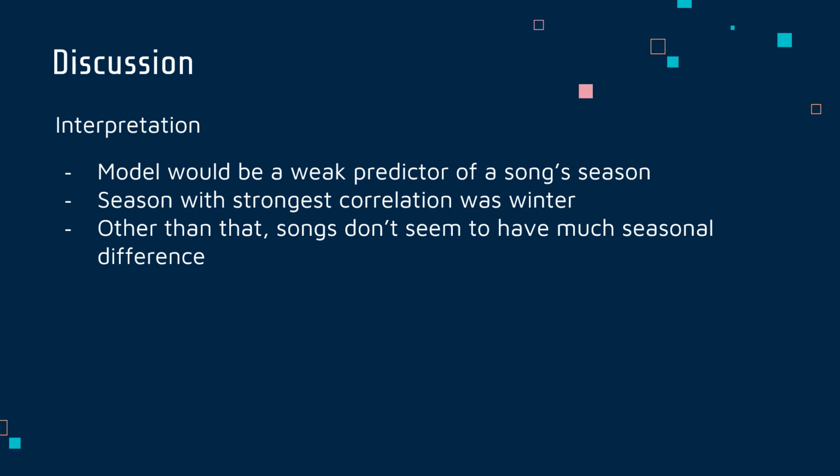As for the interpretation, we decided our model would be a fairly weak predictor of a song's season based on its accuracy in the previous results screen. We did notice that the season with the strongest correlation was winter. We believe this could be due to factors such as holidays like Christmas, which have a large musical element tied to them and occur in the winter. But other than that, it seems like songs don't have much of a seasonal difference going from season to season.